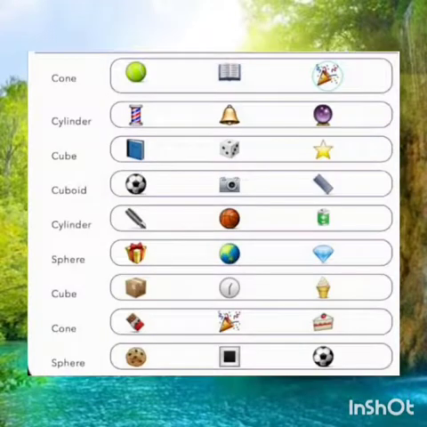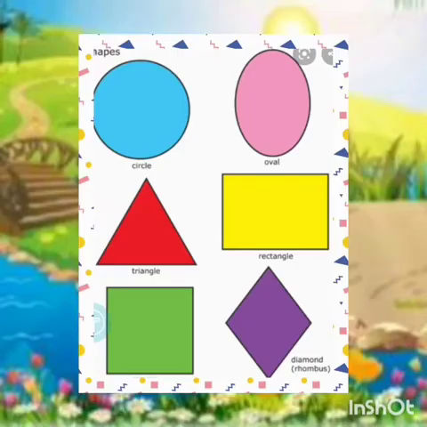The next activity is to circle the objects for the given 3D shape names. Here you are going to circle the objects for the given 3D shape names. Understood, children? You have to circle with the name. Check and circle the correct one according to the name.